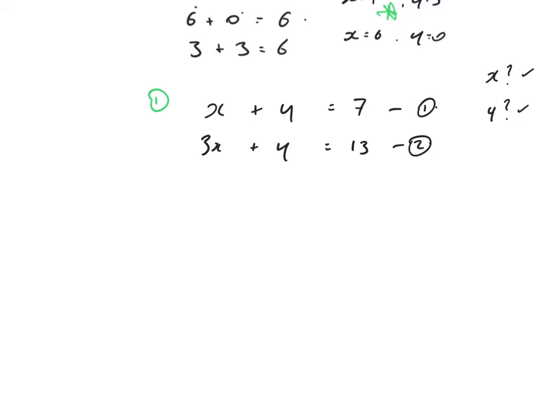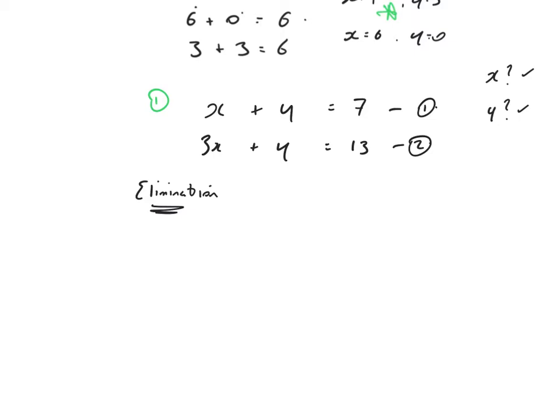Now what we need to do is use something called elimination. Elimination is when you eliminate one of the letters from the equation, and that's a good starting point to find out what one of the letters is equal to, and you can then find out what the second letter is equal to. Okay, so we've got x plus y is equal to 7, and we also know that 3x plus y is equal to 13.